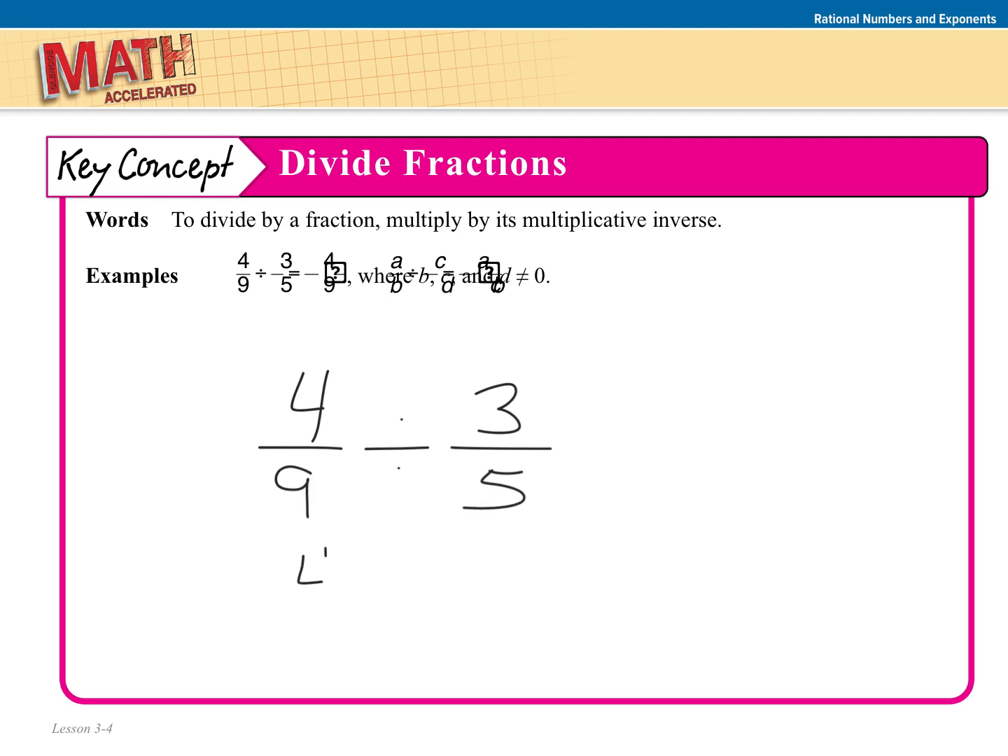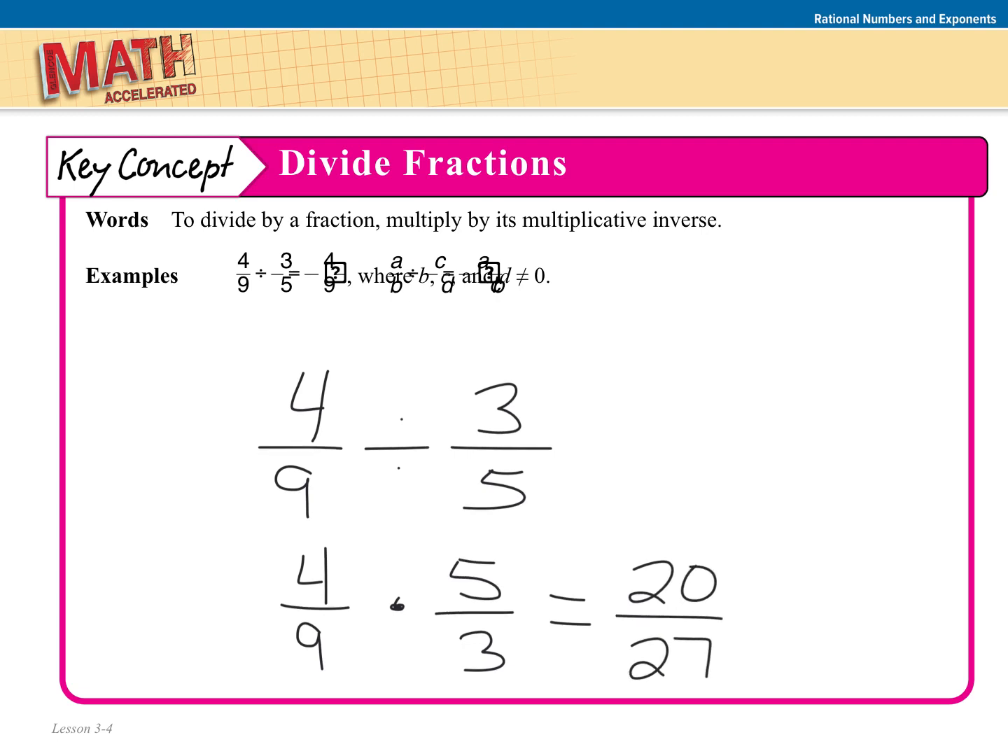So we're going to keep the first fraction, change the sign. What does the division sign turn into? Multiplication. And now flip, do the inverse. What's the inverse of 3/5? 5/3. From here, what do we do? Multiply. Can we reduce or simplify anything? No, so we can just multiply straight across. What's 4 times 5? 20. What's 9 times 3? 27. Can we reduce any of this? No, so that is our final answer.